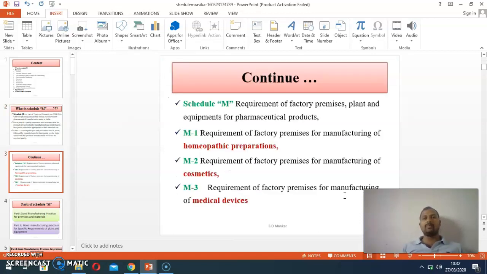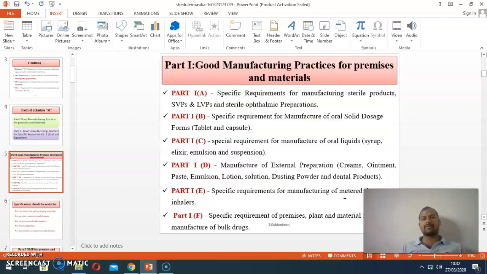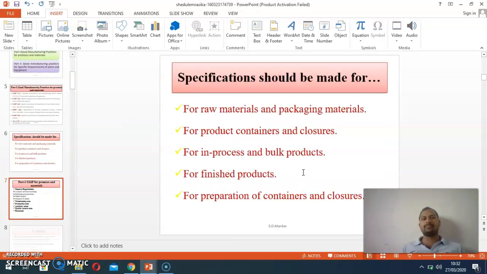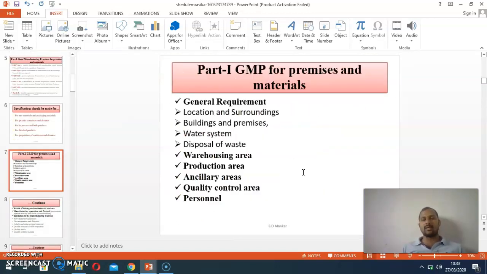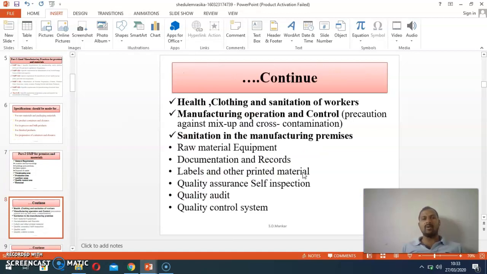And according to that GMP, Schedule M is classified into different parts, like part 1, part 1A, part 1B, part 1C, and part 1D. Part 1C is a special requirement for manufacturing of oral liquids, syrup, elixir, emulsion and suspension. Part 1D is for manufacturing of external preparations like creams, ointment, paste, emulsion, solutions. So in our syllabus, we are discussing the disperse system and semi-solid formulation.